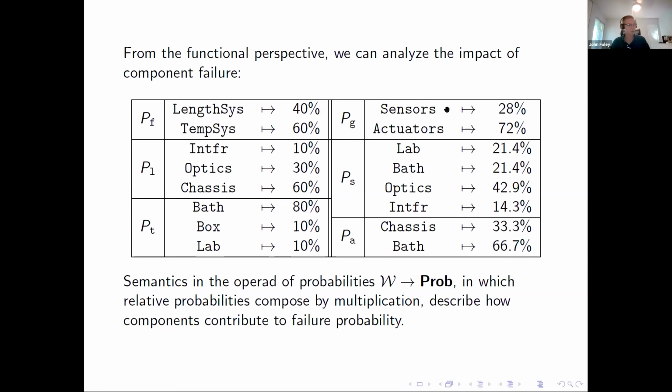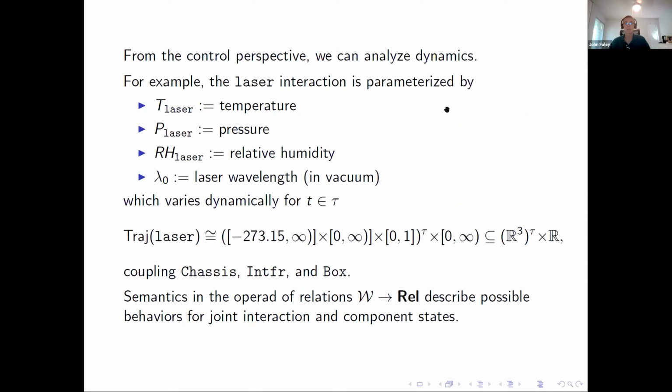If you were going to analyze control, on the other hand, you would be interested in dynamics, as in the last talk. And so in this situation, it's a little more complicated, but for instance, there's this laser interaction, which is coupling some components, and it's parameterized by the temperature, relative humidity, and pressure of the laser, which are dynamic, that vary in time, and then this constant in time laser wavelength.